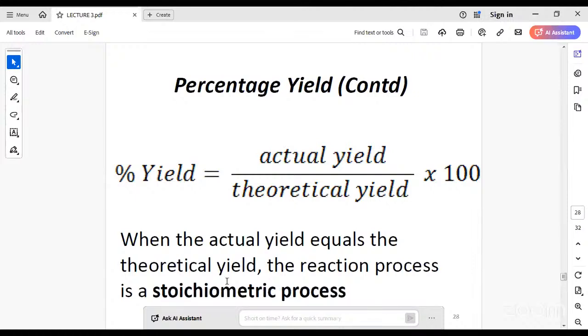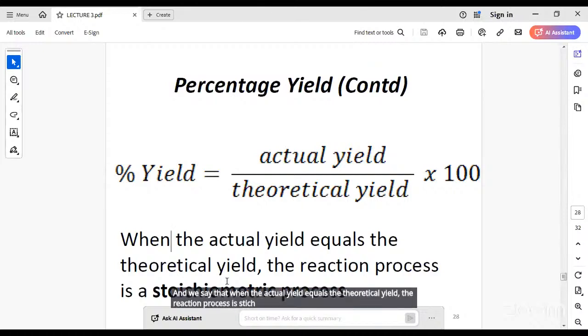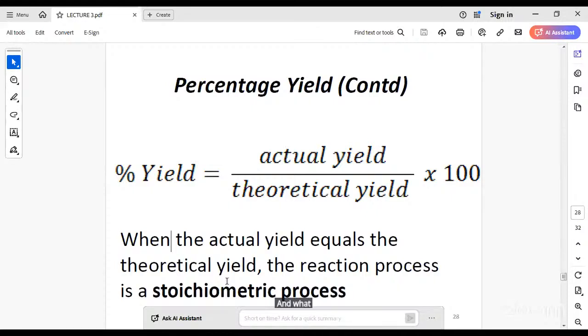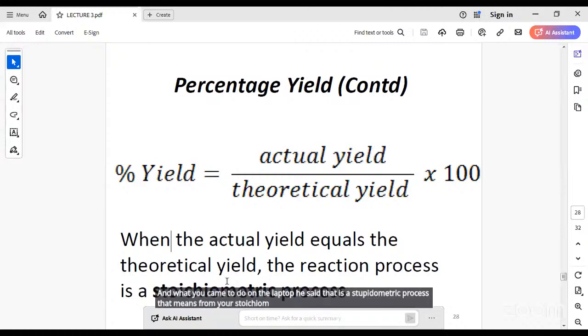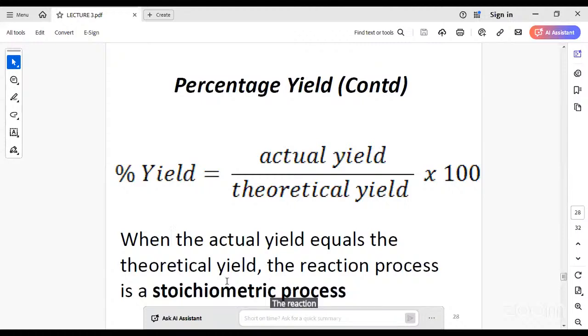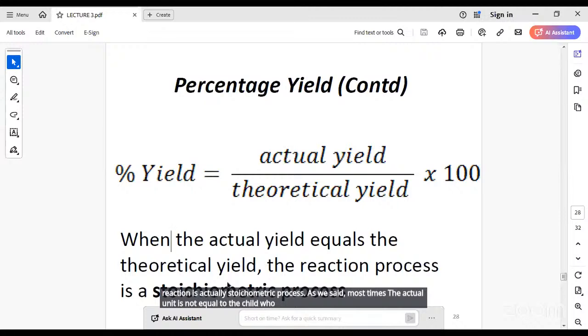And we say that when the actual yield equals the theoretical yield, the reaction process is a stoichiometric process. That means from your stoichiometry, what you got is the same thing you got from your actual reaction in the lab. So you can say, oh, this reaction is a stoichiometric process. As we said, most times the actual yield is not equal to the theoretical yield. The actual yield is usually smaller.